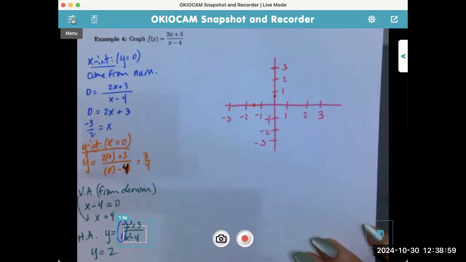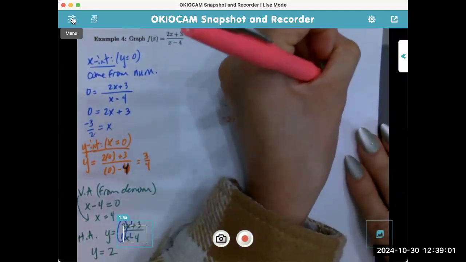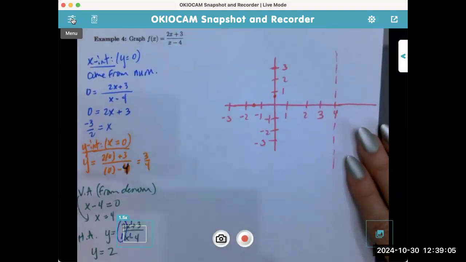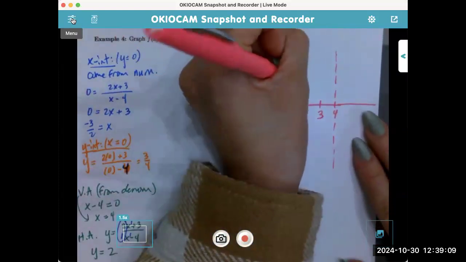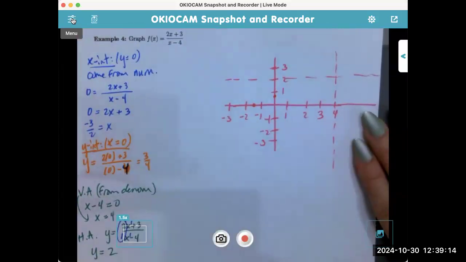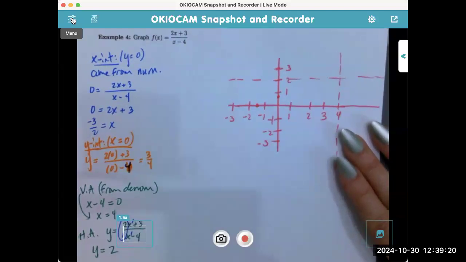Vertical asymptote at x equaling 4. Oh, I gotta stop at 4 on there. So I need more room over here. And horizontal asymptote at y equaling 2. Oh gosh, I made this way too big. That's okay though. All right. Horizontal asymptote at 2.